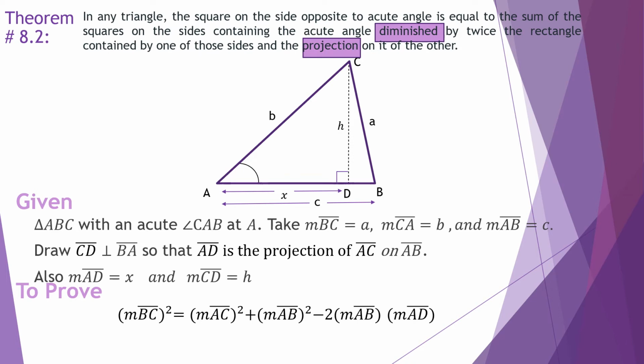Then the statement states that twice the rectangle contained by one of those sides and the projection on it of the other. We know that the projection is AD and the side is AB. So 2 multiplied by AB multiplied by measurement AD. Then by replacing the values, we get a square is equal to b square plus c square minus 2cx.